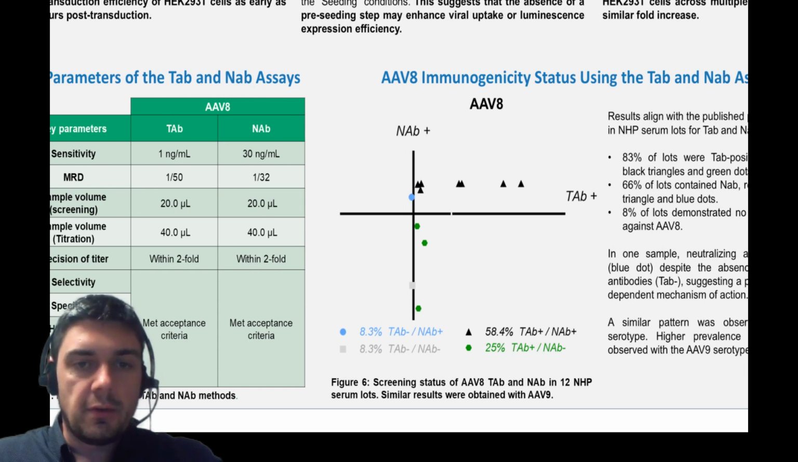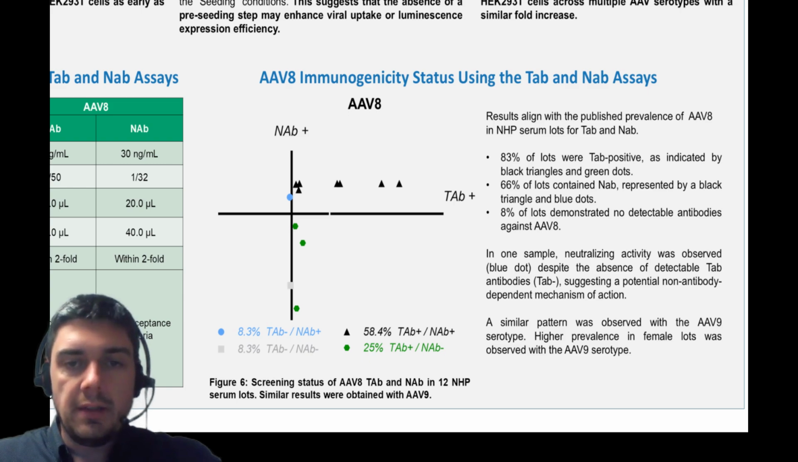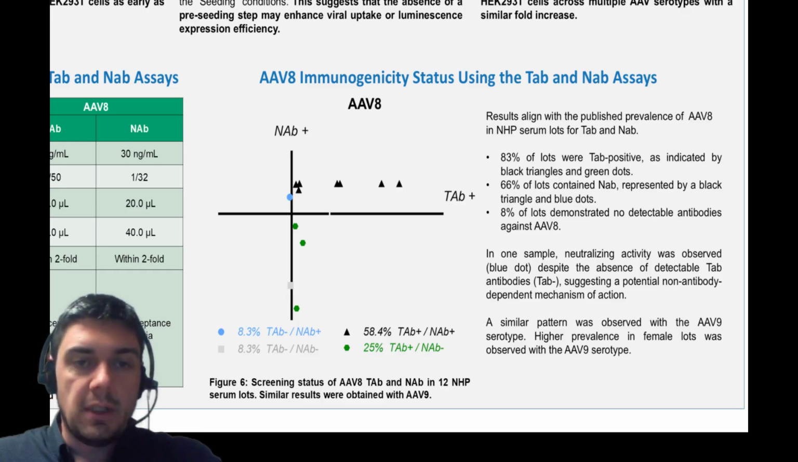The graph presents the screening status of AAV8 TAB and NAB using 12 NHP serum samples. Results are in alignment with the published prevalence of AAV8 in non-human primate serum lots for total antibodies, TAB, and NAB. Similar data have been collected with the AAV9 serotype.